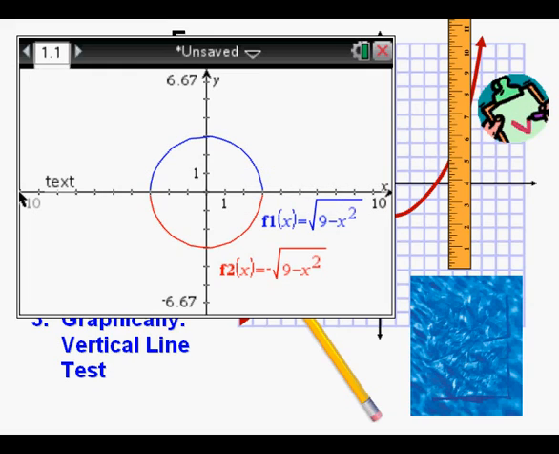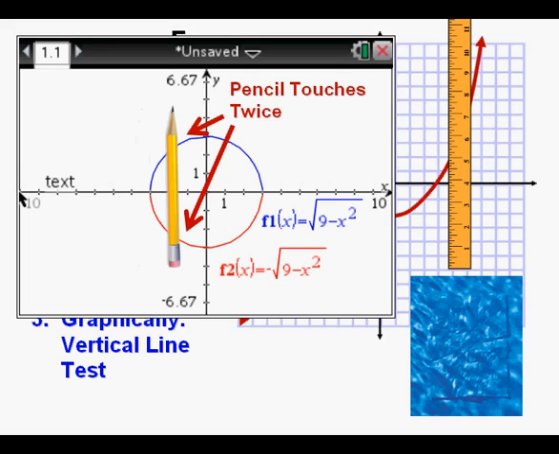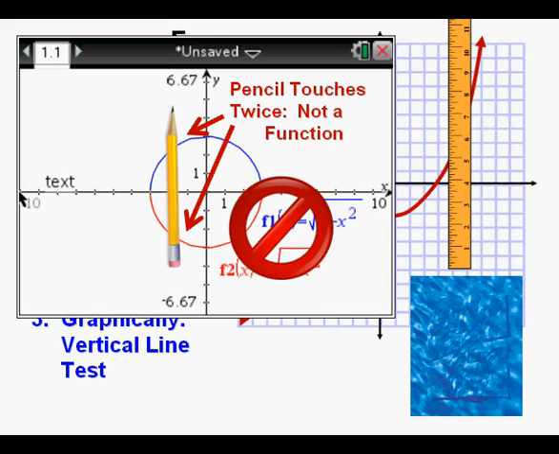Here, we'll use a pencil. We see that at the far left, the pencil touches the graph once. But here, as we move the pencil to the right, we see that the pencil touches the graph more than once. We say therefore that the equation is not a function.